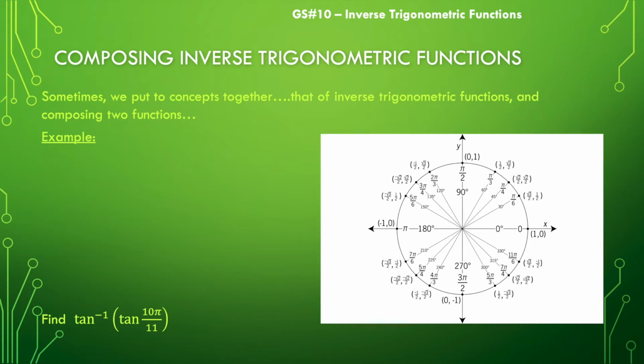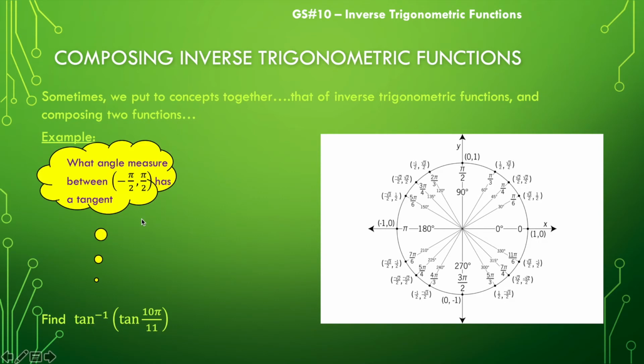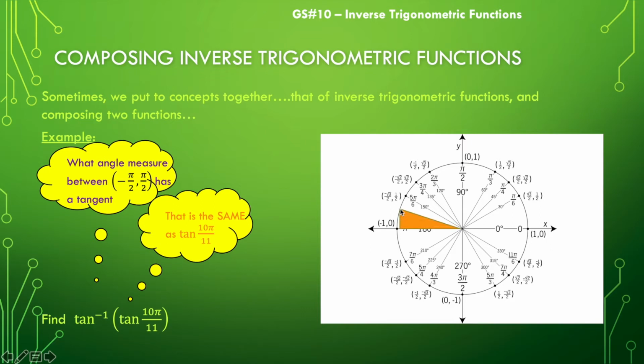So let's take a look at this example. We are interested in the tangent inverse. So what angle measure on that restricted range, negative pi over 2 to pi over 2, has a tangent that's the same as the tangent of 10 pi over 11. Okay, so notice 10 pi over 11 is not on here. But I know by looking at this fraction, 10 over 11, that's almost 1. So it's going to be really close to 1 pi. Okay, so something along this line.